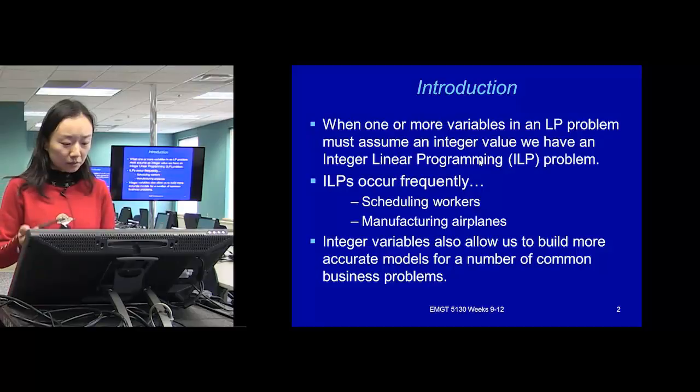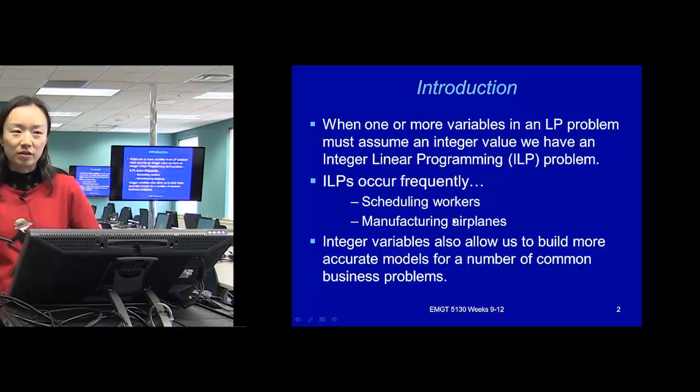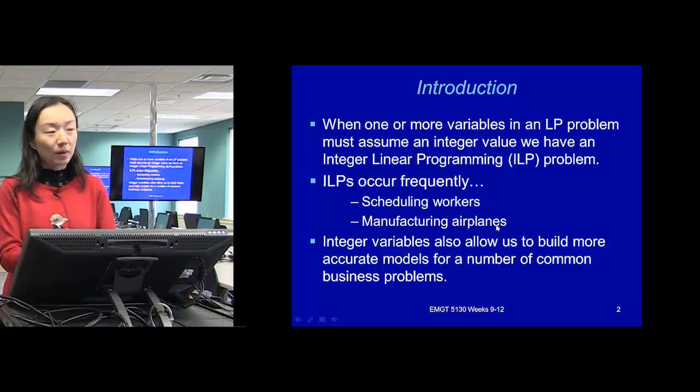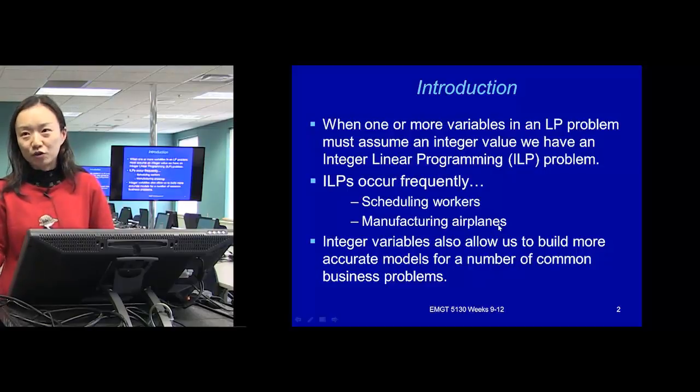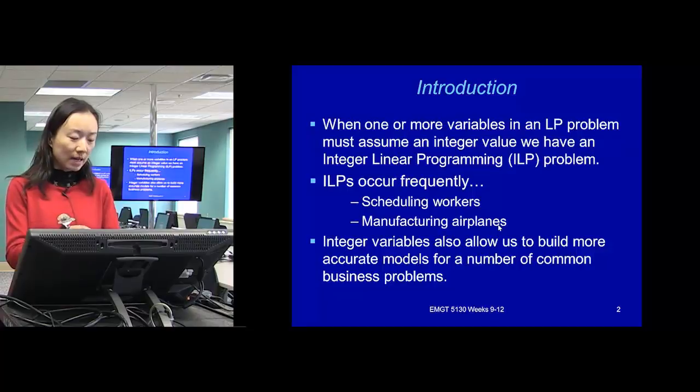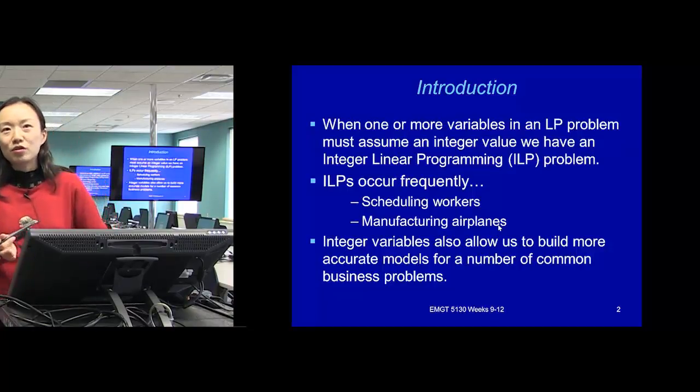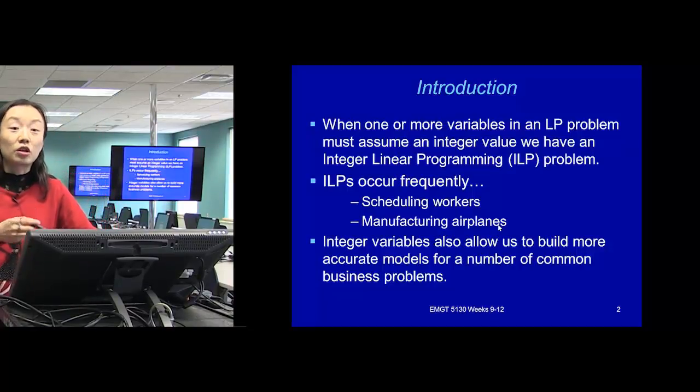ILP occurs very frequently. Like when you schedule workers, you cannot schedule, say, 1.5 workers to work on a shift. Or manufacturing airplanes, how many to manufacture, we cannot say 1.5 airplanes. So in many of the problems we formulated earlier, it makes more sense to set those integer constraints. But because the way ILP solves is different, we didn't introduce it earlier.